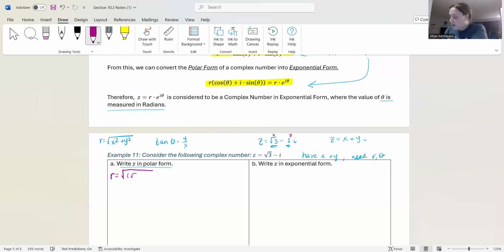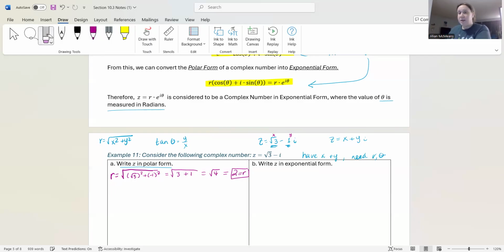So r is going to equal, remember, the square root of x squared plus y squared. This is our x. This is our y. So we're going to get the square root of 3 squared plus negative 1 squared. Well, the square root of 3 squared, that's just going to be 3. The square root and the exponent of 2 just unravel each other. And then negative 1 squared, that's just 1. So we get the square root of 4, which is really 2. So we can say that r is 2.